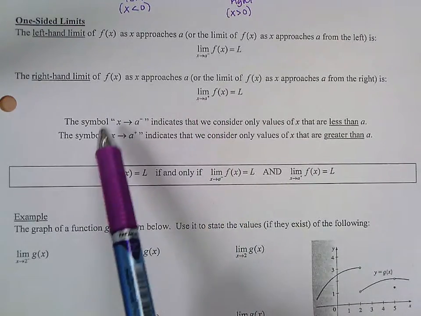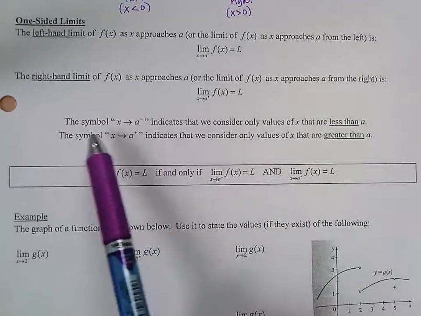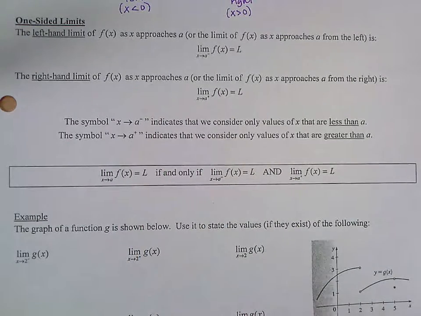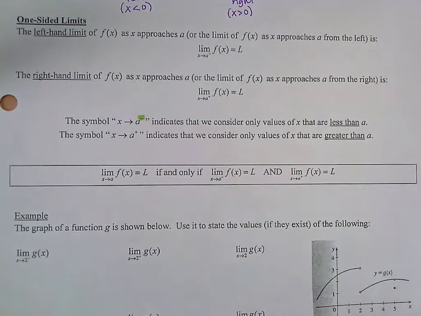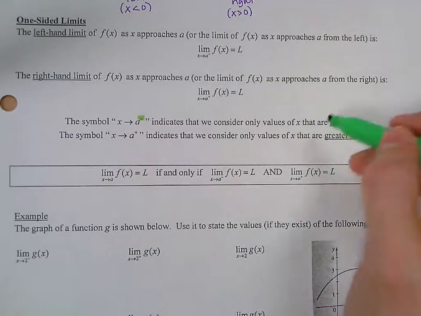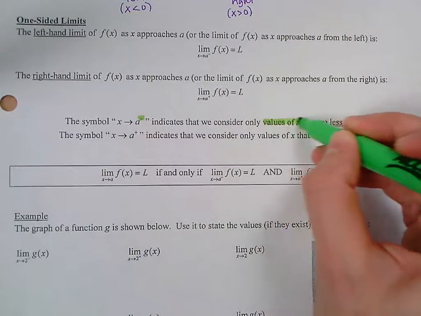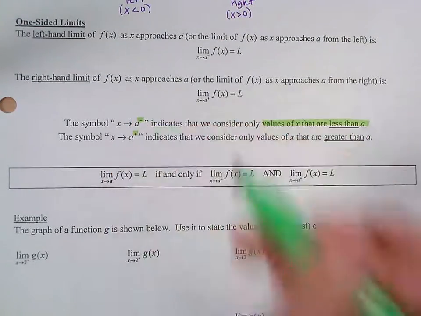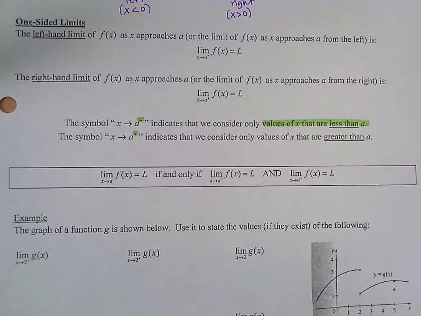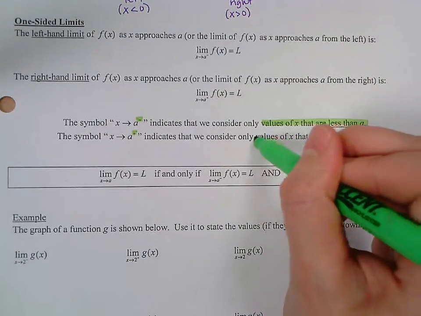So then I also have down here something I stated above. When you see that little minus sign there, you are approaching a from the left side, and that indicates you're only considering values of x that are less than a. And then when you see that plus sign, you're approaching from the right side, you're only considering values of x that are greater than a.